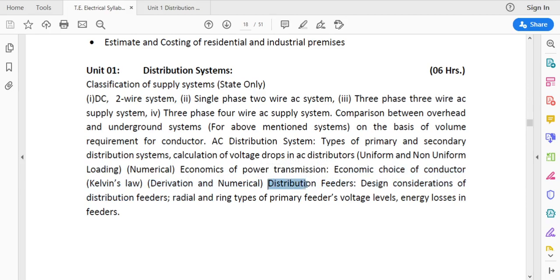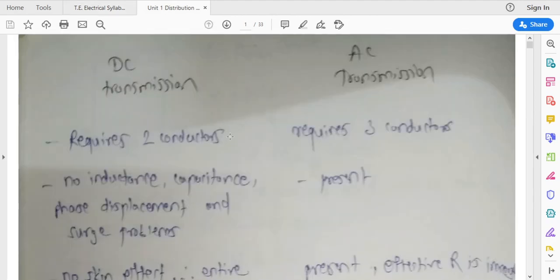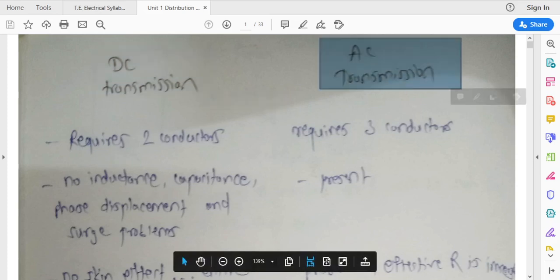Then we will discuss the distribution feeders, design considerations of distribution feeder, radial and ring types of primary feeders, and voltage levels, energy losses in the feeders. So we will start with unit number 1, that is called distribution system. Before that we will discuss the difference between DC transmission and AC transmission. We are interested in this difference.